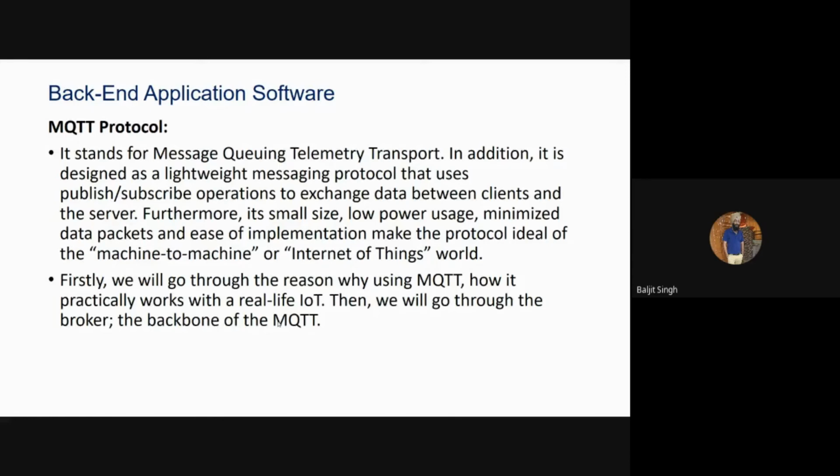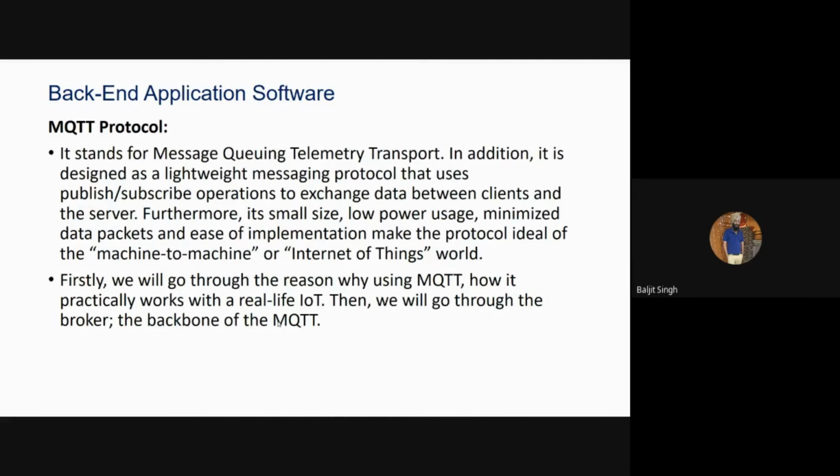It is used when the signal is communicated from the end nodes, from the sensor nodes, to one common gateway through LoRa. Then, in that gateway, when all that data is collected and we are ready to send the data to the cloud, to the internet, this protocol is used: MQTT. It stands for Message Queuing Telemetry Transport.